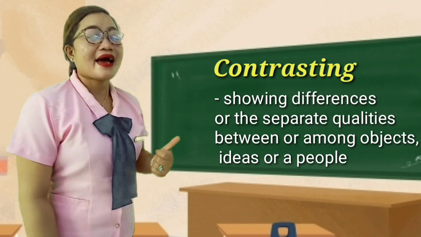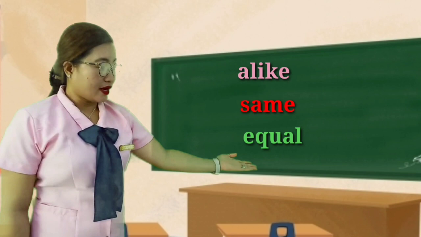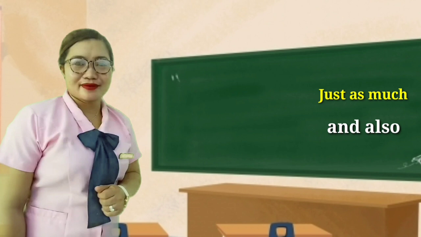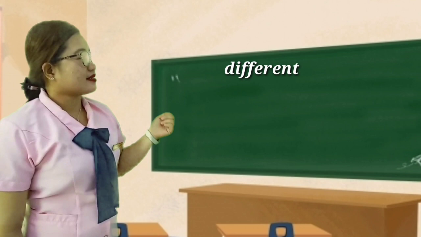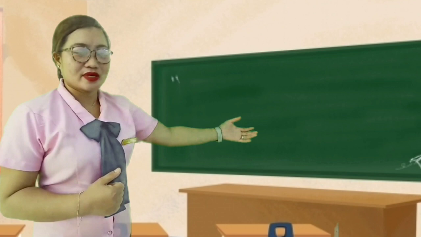Some keywords to remember in comparison: alike, same, equal, like, just as much, and also. Some keywords for contrasting: different, unlike, however, more than, but, on the other hand. Venn diagrams are a good way to illustrate these skills.